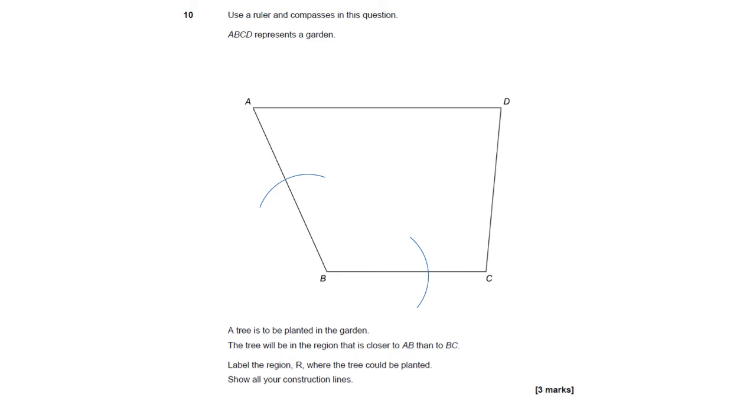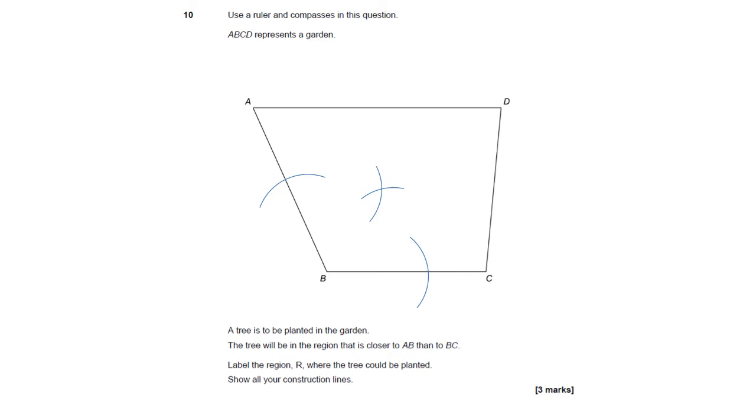We then move our compass point up to our first arc and draw an arc in the middle of the shape where we think the line is going to go. Then again, without changing the size of the compasses, we put the point on our second arc, the one on BC, and draw another arc in the middle, which will cross that third arc there.